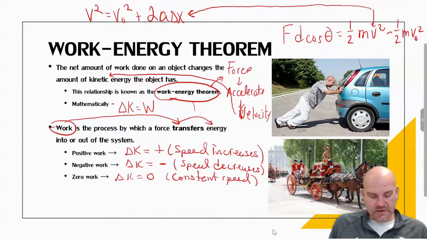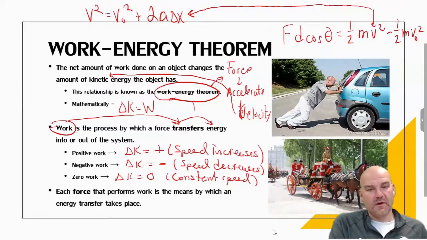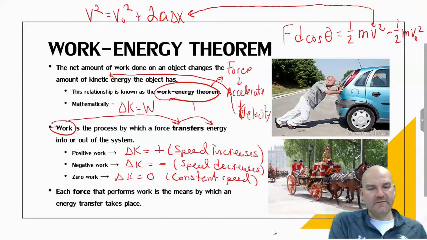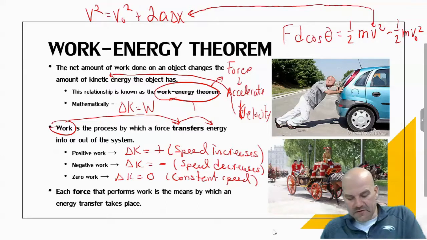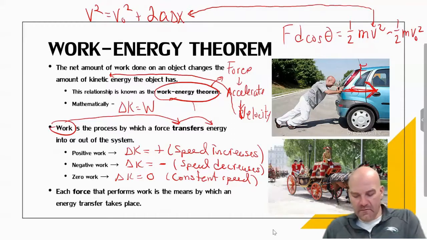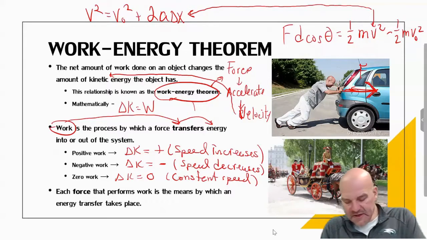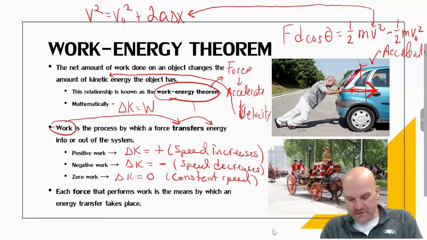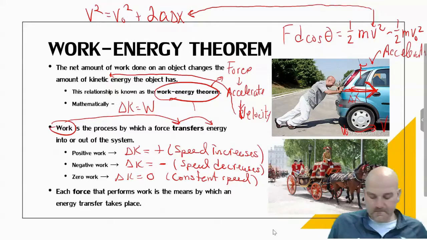Now, when we look at this, each force that performs work is the means by which energy transfer takes place. Regardless of whether it's friction or an applied force, that force will cause energy to be transferred. So if we look at the gentleman here with the car, he is applying a force in a direction, which means if this car is initially at rest, he will accelerate the car, changing the speed of the car. If he applies it for a distance, he is going from an initial velocity to a final velocity. Same thing with the horse and carriage.